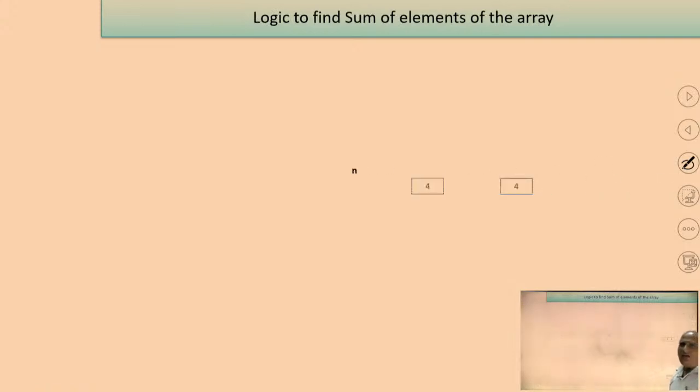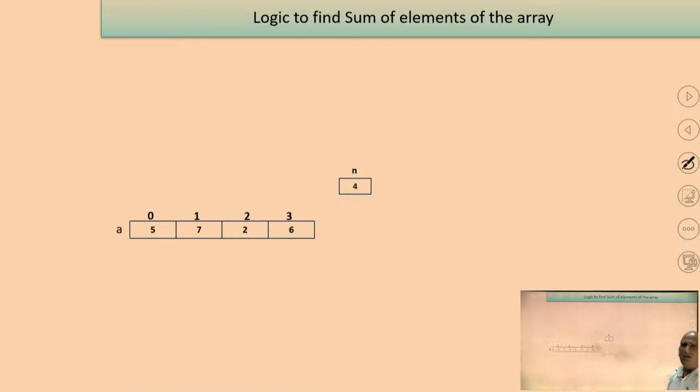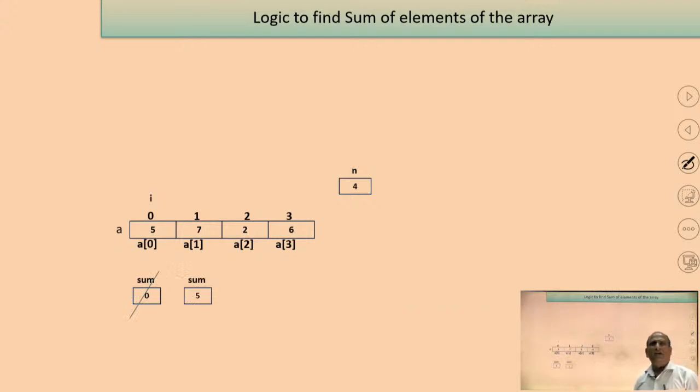Let's now find the sum of n elements of an array. We have 4 elements, and A of 0 has 5, A of 1 has 7, and so on as shown in the slide, and we want to find the sum of these elements. To perform that, we first create a variable. I have created a sum variable that has been assigned 0, and then this sum will be updated.